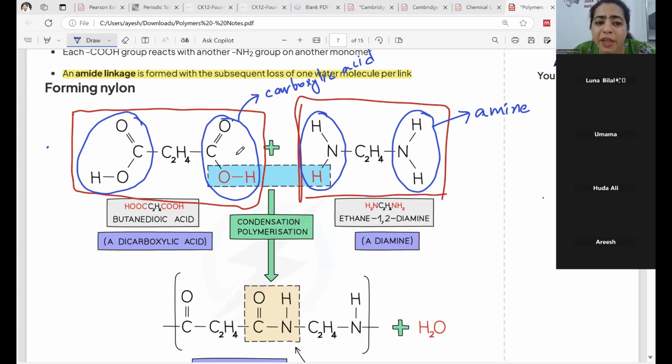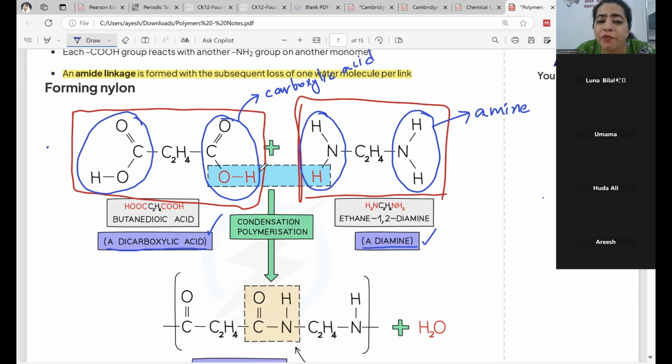Now this one has two carboxylic acids, one on the right side, one on the left side. So we can say two means di. We can say this is a dicarboxylic acid. No need to remember its name, butane dioic acid. Just say it's a dicarboxylic acid. This one has two amine groups, so we can say it's a diamine, which is the second monomer over here.